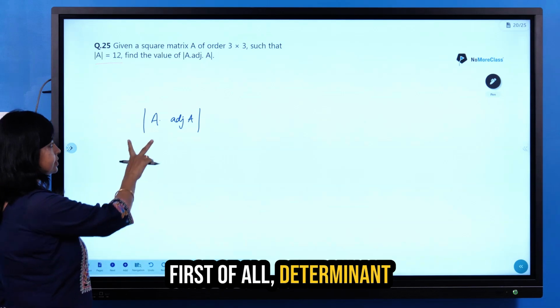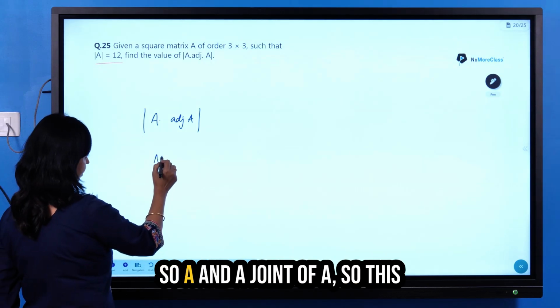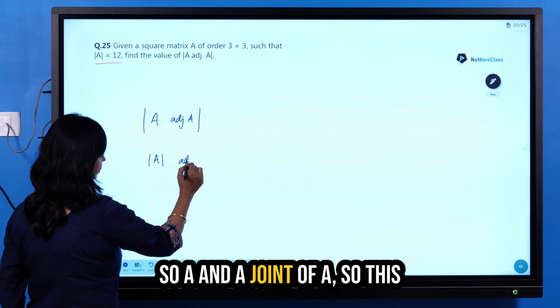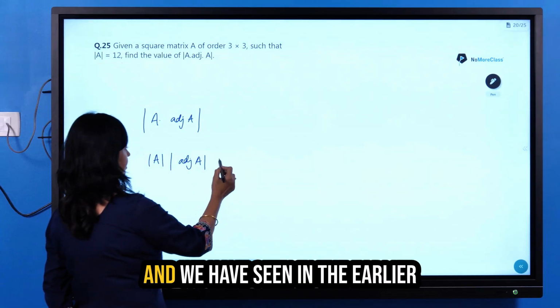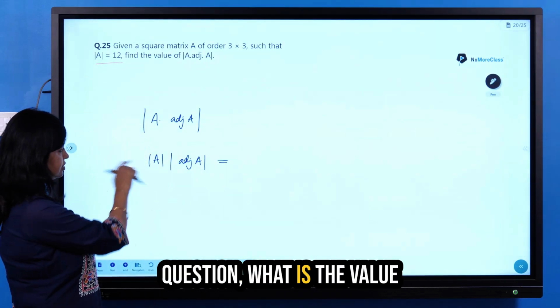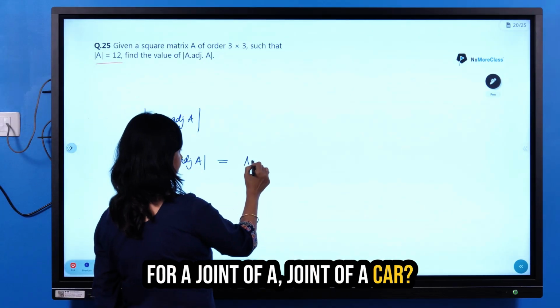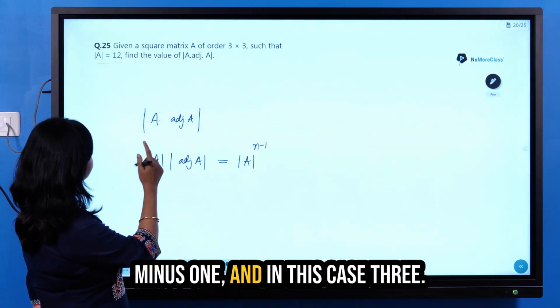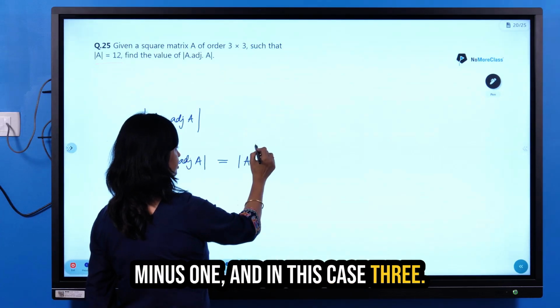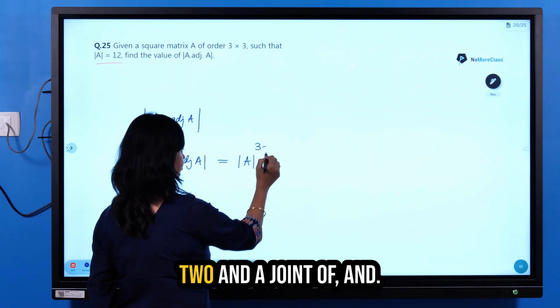First of all, the determinant will break down. So A and adjoint of A, so this is nothing but finding this. And we have seen in the earlier question what the value of adjoint of A is. The determinant of adjoint of A is the determinant of A to the power n minus 1, and in this case n is 3. So 3 minus 1 is 2.